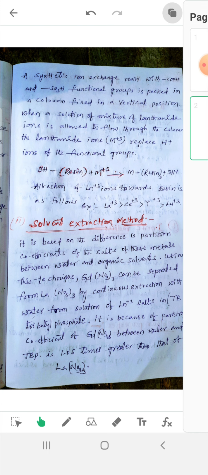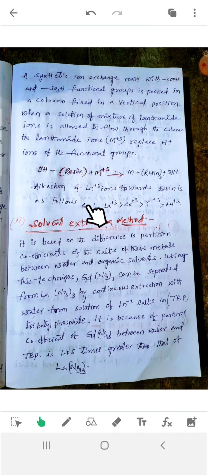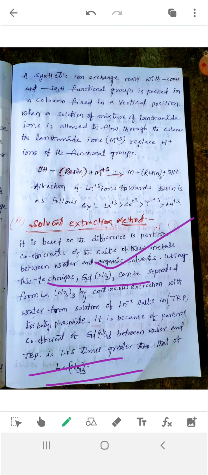So once again, you have to see how the lanthanides can be separated: ion exchange and solvent method. This is the ion exchange method, the synthetic method, and the solvent extraction method. In the solvent extraction method, the important point to remember is gadolinium nitrate, based on the partition coefficient. Here lanthanides combined with the resin can easily be separated by the synthetic method. So remember, this is an important question. Separation of lanthanides.